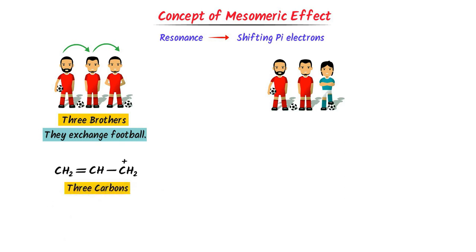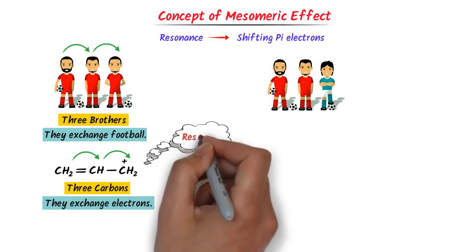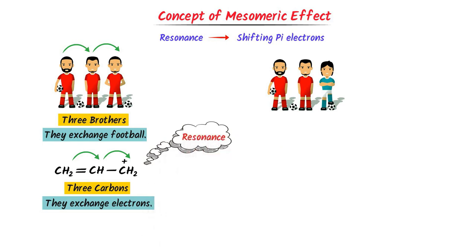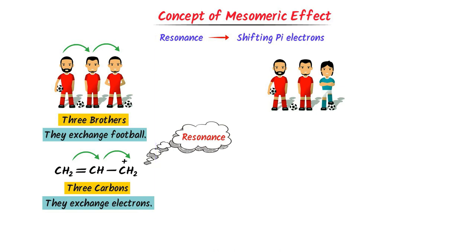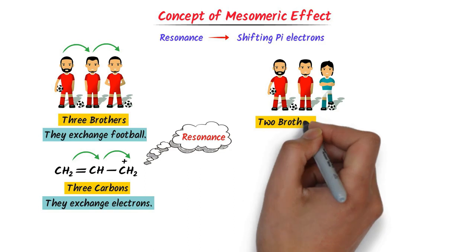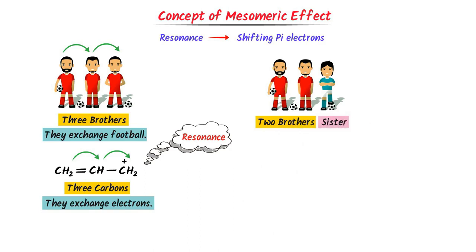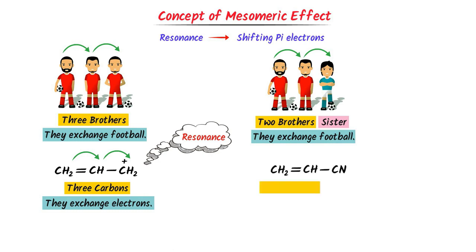Here, the three carbons represent three brothers. We know that there is possibility of shifting pi electrons in the molecule, hence resonance occur here. Thus remember that three brothers represent three carbons and the shifting of football represents the shifting of pi electrons. On the other hand, in the second case, there are two brothers and one sister. Let them also exchange football. Now consider this organic compound. These two carbons represent two brothers and this functional group represents sister.